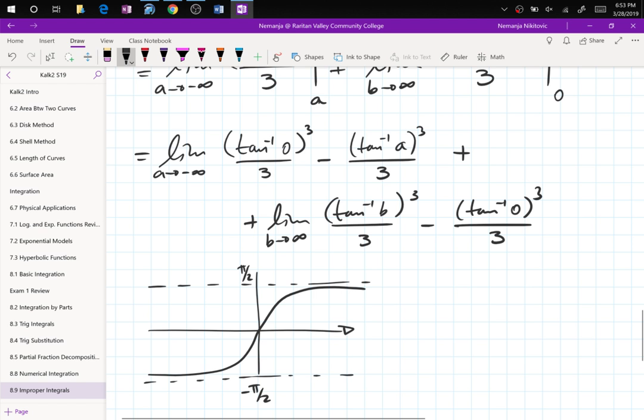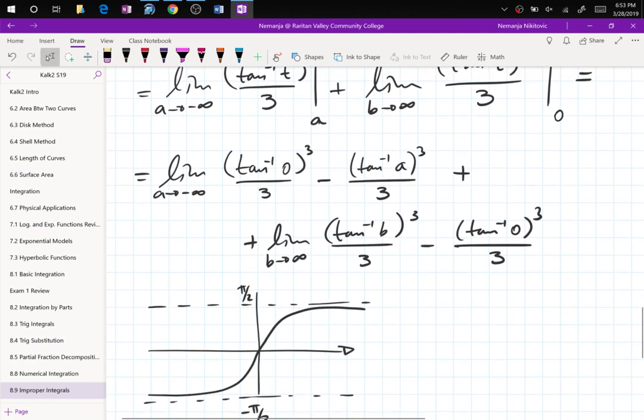So now, when you apply, the first thing you see is that inverse tangent at 0 as x input has an output of 0. Therefore, all of these terms that have zeros die because they're at the origin. Inverse tangent of 0 is 0. Then 0 cubed divided by 3 is still 0.